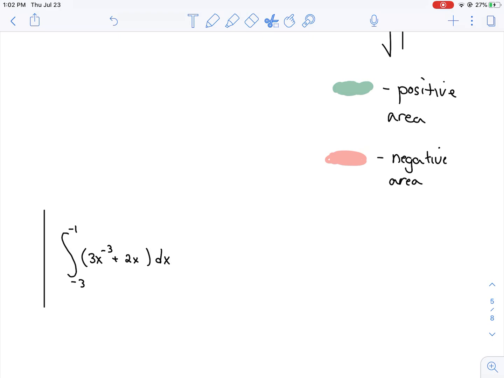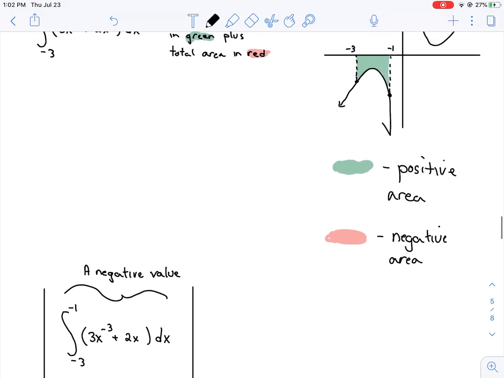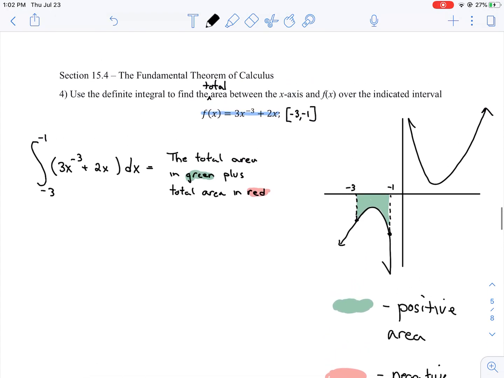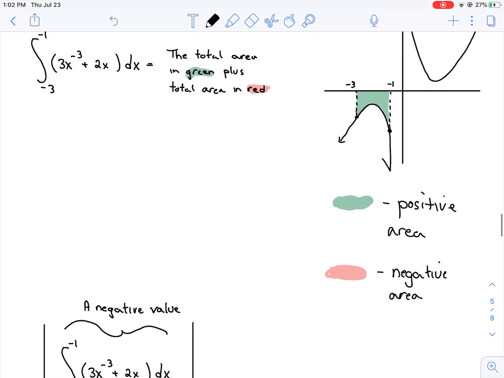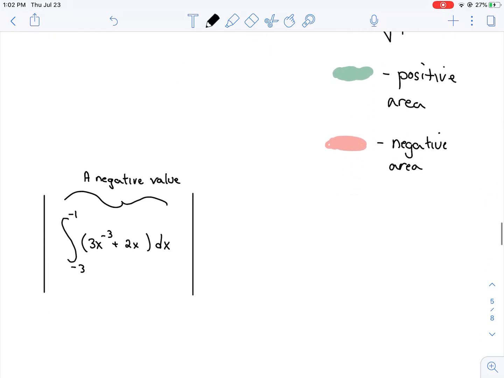Because the value of this definite integral right here is going to be a negative value. And in this problem, we're assuming that all negative areas are actually positive. And so to make the negative area positive, we take the absolute value of the solution.